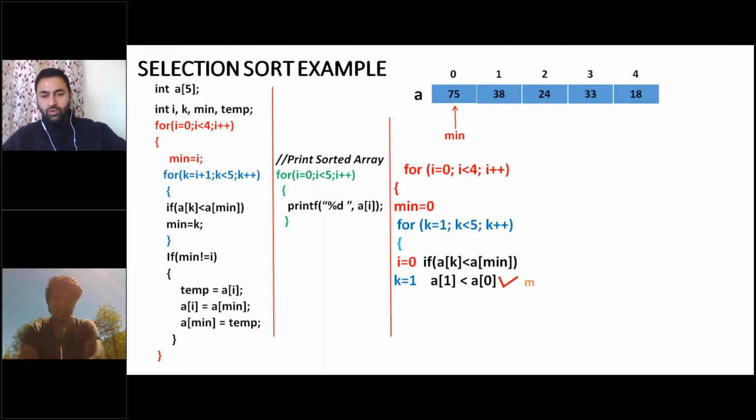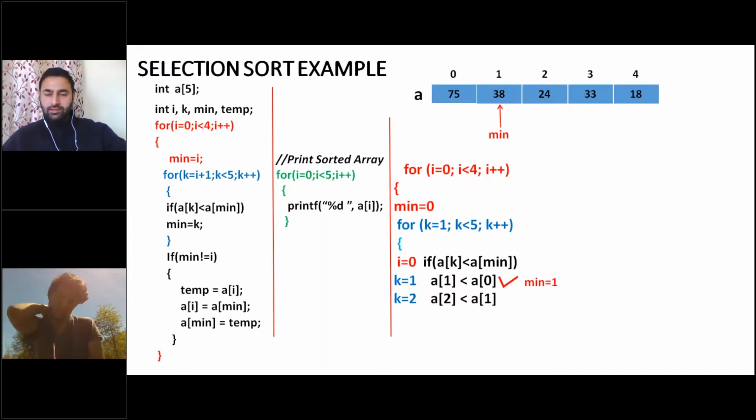Okay, and now minimum will be set to 1. The value of minimum will be set to 1. Since you have written here minimum equal to k, if a of k is less than a of minimum, value of minimum will be set to that element k. So you can see this minimum has been moved to this location, right? After this, value of k will increase to 2, and next two elements, if a of 2 is less than a of 1, they will be compared.